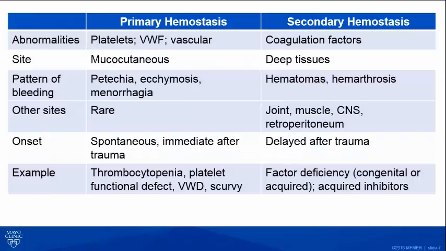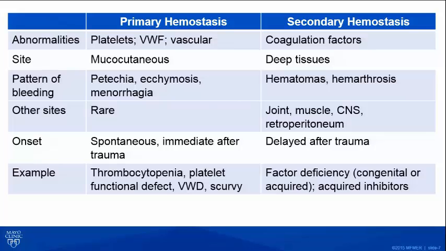So any abnormality in the three phases of hemostasis can result in a bleeding diathesis. I'm going to focus my talk on the primary and secondary hemostasis today, and they have distinct clinical pathological features. Primary hemostasis involves platelets, von Willebrand factor, and vasculature. Secondary hemostasis, of course, involves coagulation factors. The bleeding site is distinct.